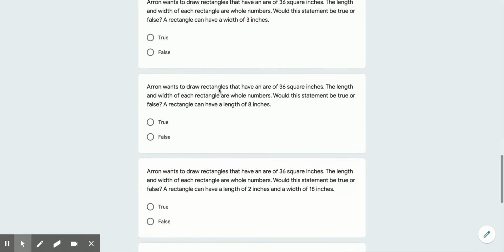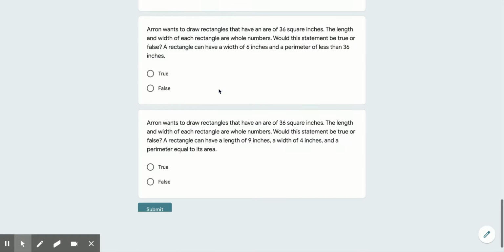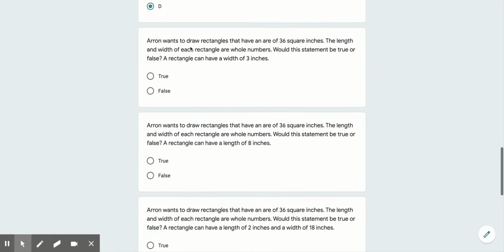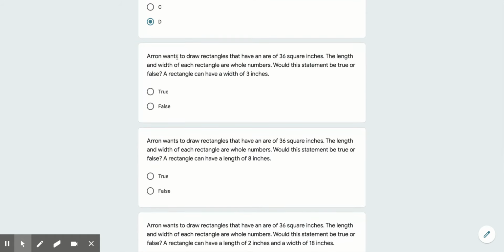These next few are all the same problem, but they're true and false. I had to break it into separate problems. So Aaron wants to draw rectangles that have an area of 36 inches. The length and the width of each rectangle are whole numbers. Would the statement be true or false? This is the statement we're looking at.